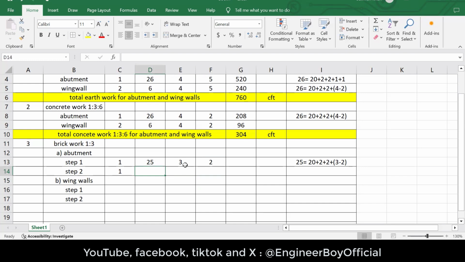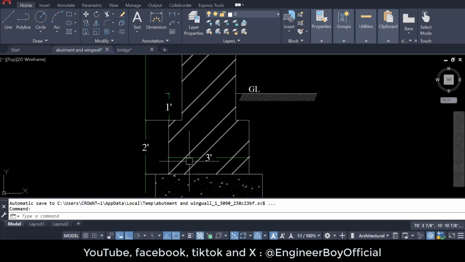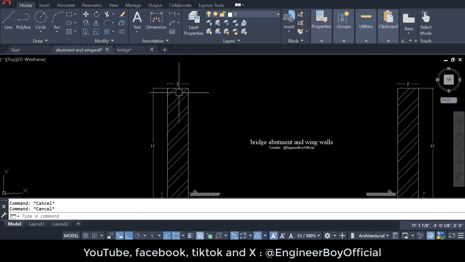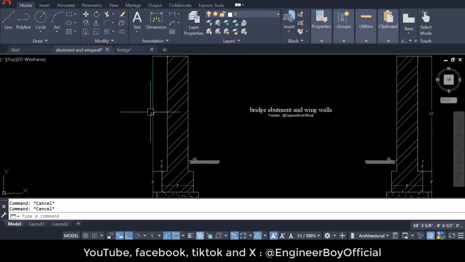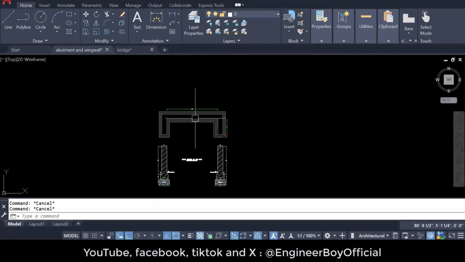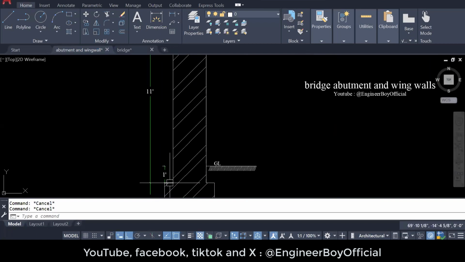For step 2, these things are different, actually, the length and the height and maybe the width. Let's just confirm them. Okay, you can see that these are actually different. It is 2 feet wide, you can say. The height is 11 feet. And then the length can be different as well, because it is from that step.